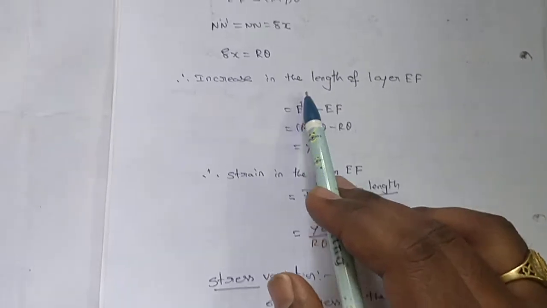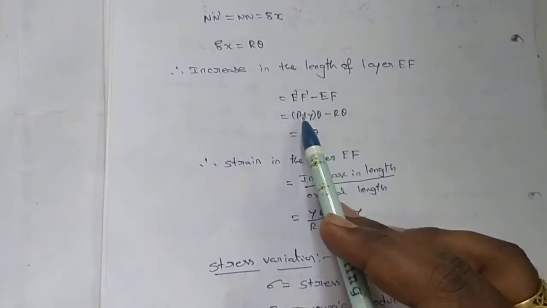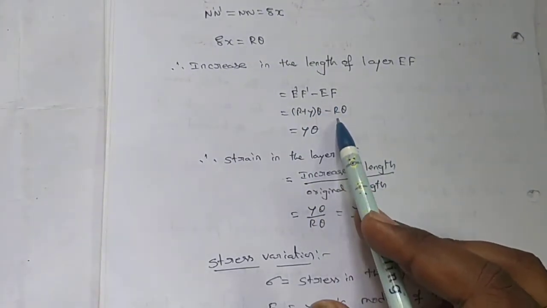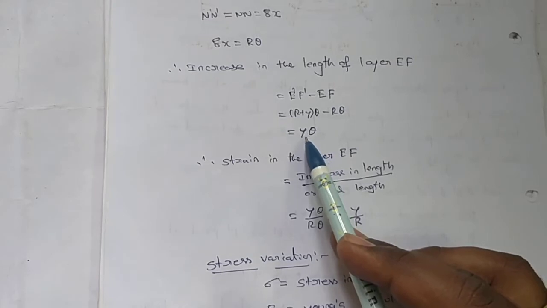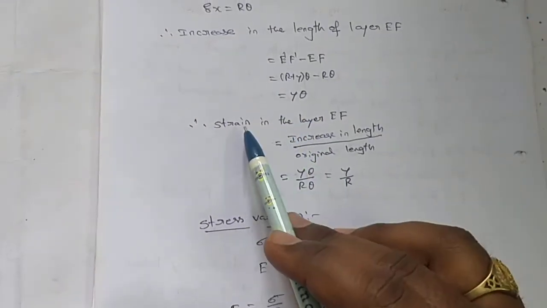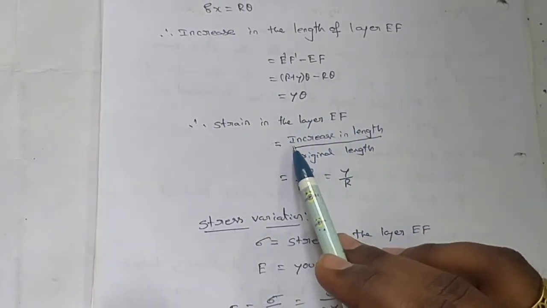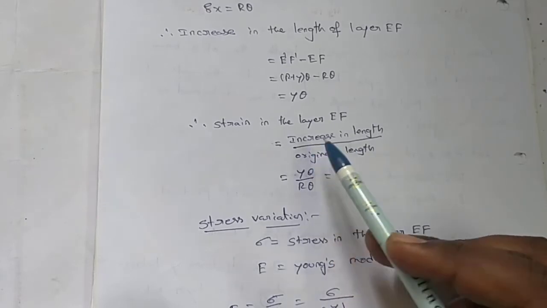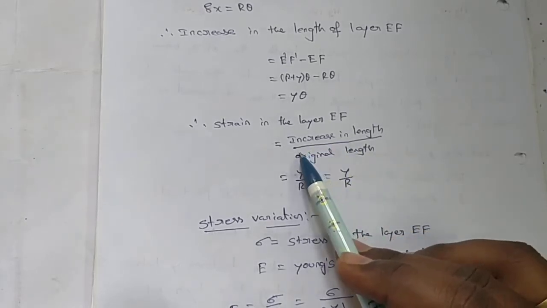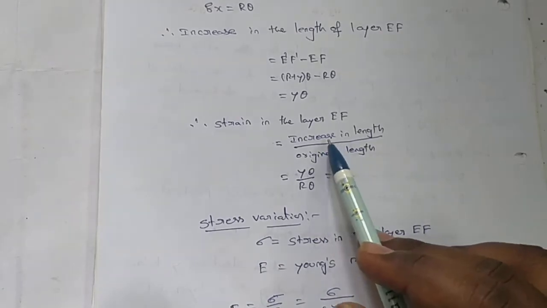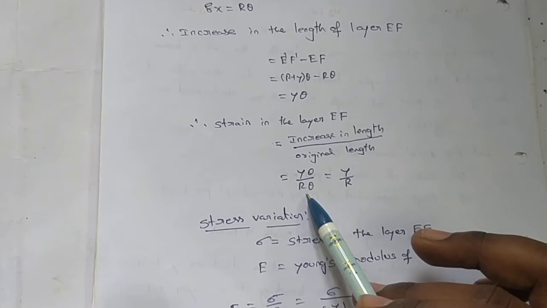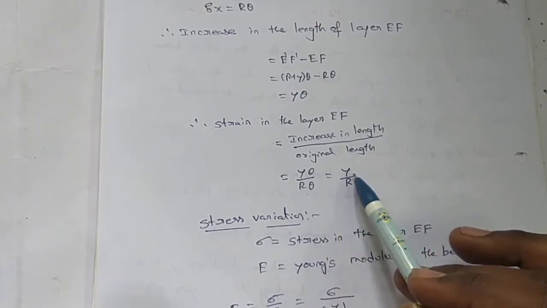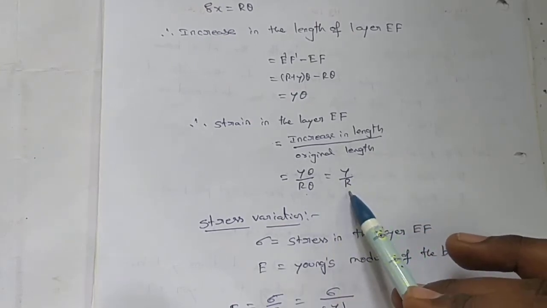Okay, final length E dash F dash is R plus Y theta, minus EF, which is R theta. By simplifying this equation, we get the increase in length of layer EF as Y theta. So the strain in the layer EF equals, by the general strain formula, change in length by original length. Change in length means the increase in length of the layer, which is Y theta, and the original length is R theta. Here theta gets cancelled. The remaining value is Y by R.